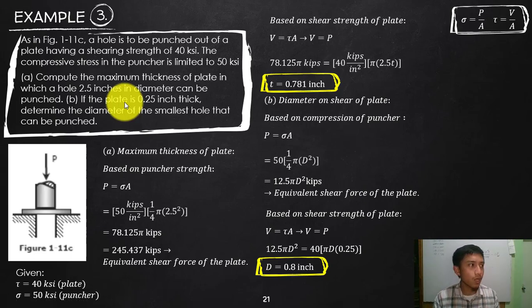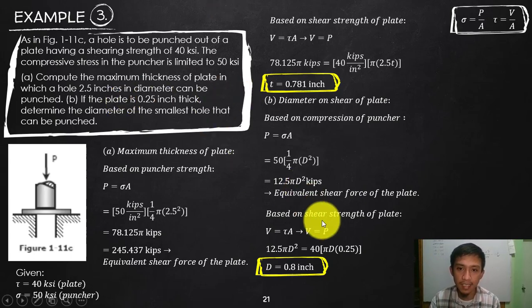Okay, what should be the smallest hole that will be punched so that we will maximize the strength of the plate and the strength of the puncher? Okay, that is the B, unknown B. So equivalent is B is equal to P. Our P here is 12.5 pi d squared. Your B here is what?